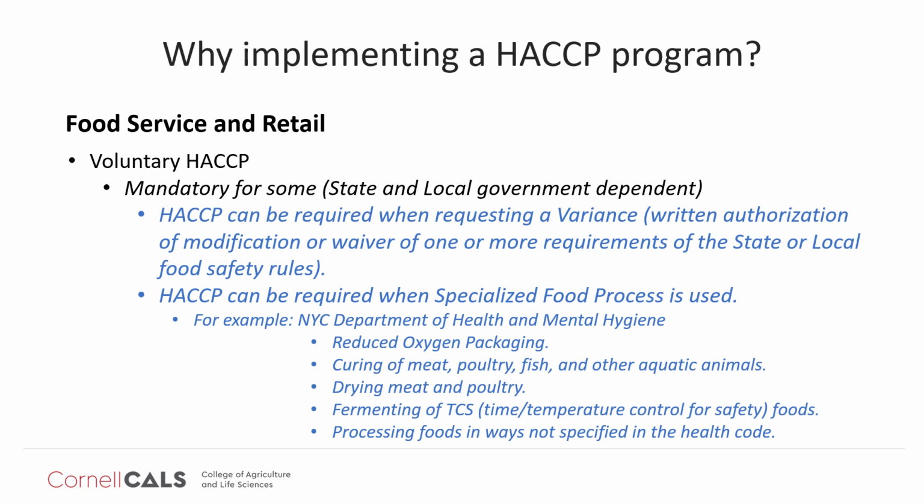For example, New York City Department of Health and Mental Hygiene says you have to have a HACCP plan when you are packing food in reduced oxygen packaging. For example, sous vide is becoming popular, or standard vacuum packing that always needs special attention due to C. botulinum. They also say you need a HACCP plan when you are curing meat, poultry, fish, or other aquatic animals, when you are drying meat or poultry, and when you are fermenting any foods that require time temperature control for safety, for example, making different sausages. Or you need it anytime you are processing foods in a way that is not specified in the health code, and you need this process to be approved.